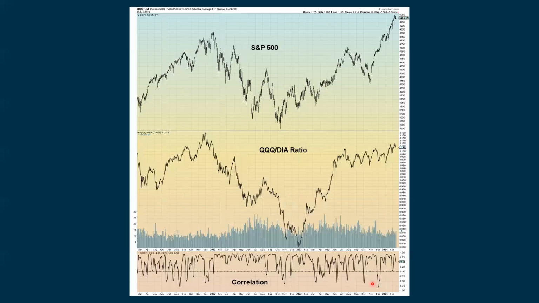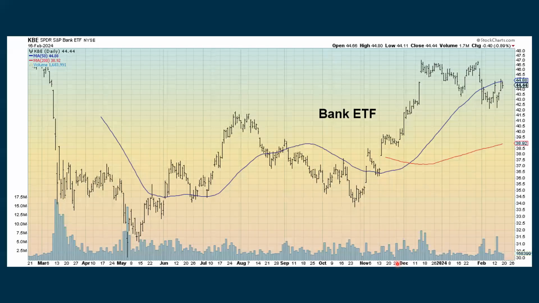When we look at a ratio between the Qs, which is tech, and the Dow, which are blue chip, established, well-known companies, we see that they did have a pretty strong relationship between the two, but now that's starting to weaken just a little bit. We want to keep an eye on the bank ETF. So we're watching the bigger picture by watching the financial sector. Then we break that down by looking at the bank ETF. And this had been going up enough to establish a new uptrend, but now it's been under a little bit of pressure as this news has been hitting the market.